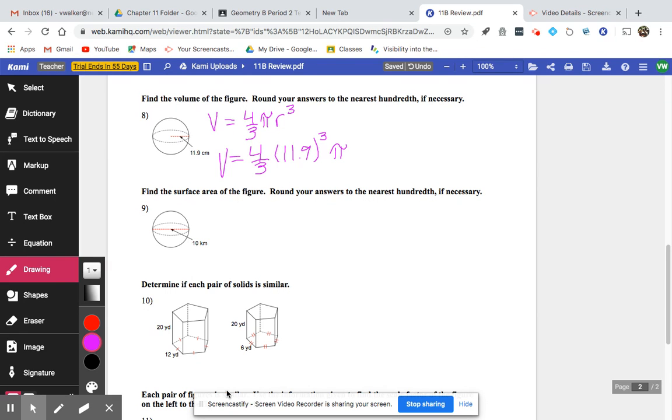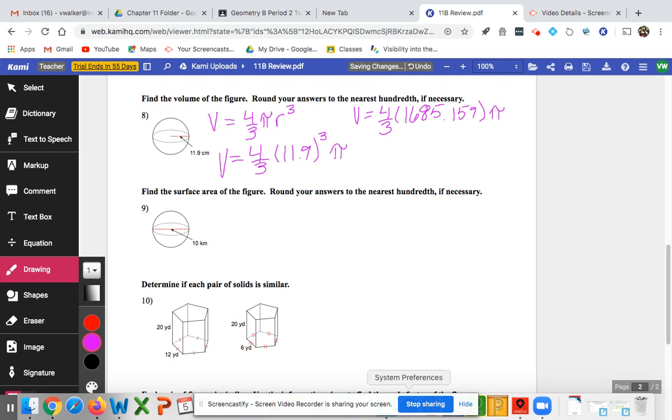Now, 11.9 cubed is the following decimal: 1685. That's supposed to be an 8. There we go. 1685.159 pi. Here's how I would go about doing this.